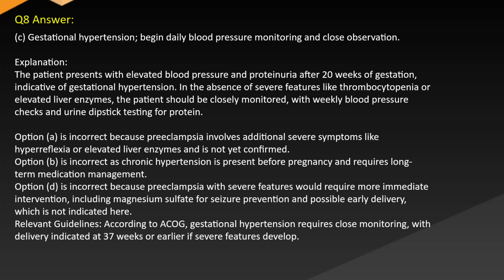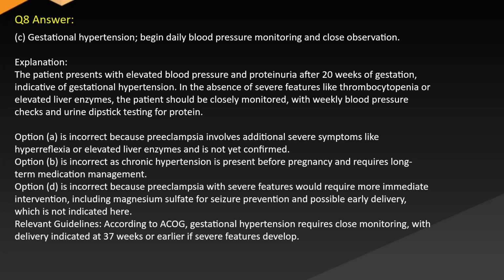Answer. C. Gestational hypertension. Begin daily blood pressure monitoring and close observation. Explanation. The patient presents with elevated blood pressure and proteinuria after 20 weeks of gestation, indicative of gestational hypertension. In the absence of severe features like thrombocytopenia or elevated liver enzymes, the patient should be closely monitored with weekly blood pressure checks and urine dipstick testing for protein.